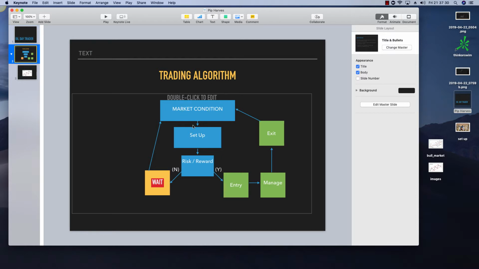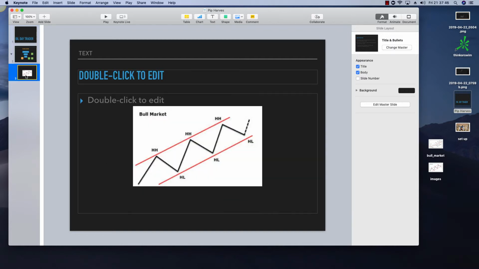All right. Now, if you have the setup and you're looking at risk to reward, and risk to reward isn't good, right? If it's not good, then you wait. You wait, and you wait, and you wait. There's a lot of waiting.